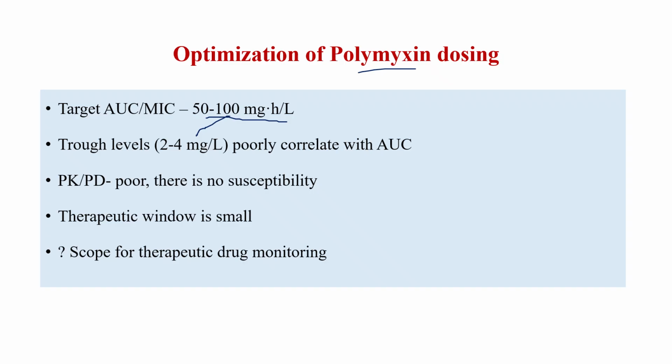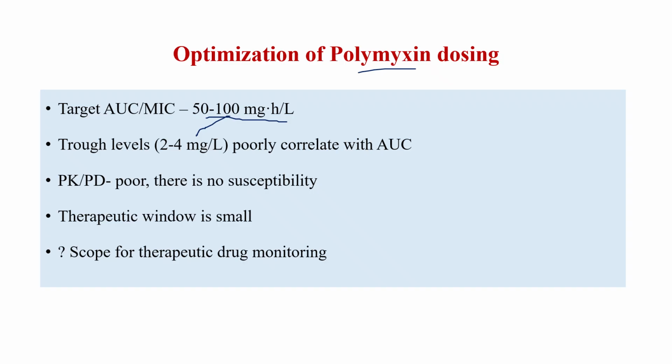So if you really want to do a PKPD adjustment, probably you have to calculate AUC by MIC rather than extrapolating it, thinking that it has linear kinetics, by multiplying it with 24. This is the AUC by MIC you want to achieve, and this is almost very difficult with the conventional dosing which we are using. So if the patient has a MIC of more than 1, then it is impossible for you to cure the infection by giving a polymyxin based regimen.